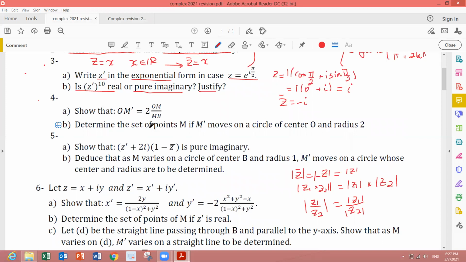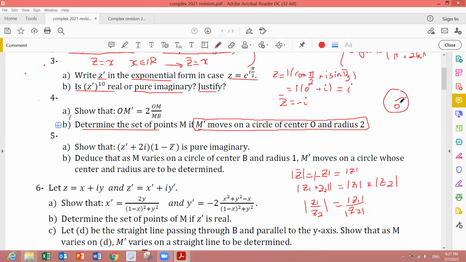Deduce the set of points of M. We are going to find the set of M if M prime moves on a circle of center O and radius 2. Part B is related to part A. M prime moves on a circle of center O and radius 2. M prime belongs to a circle of center O.